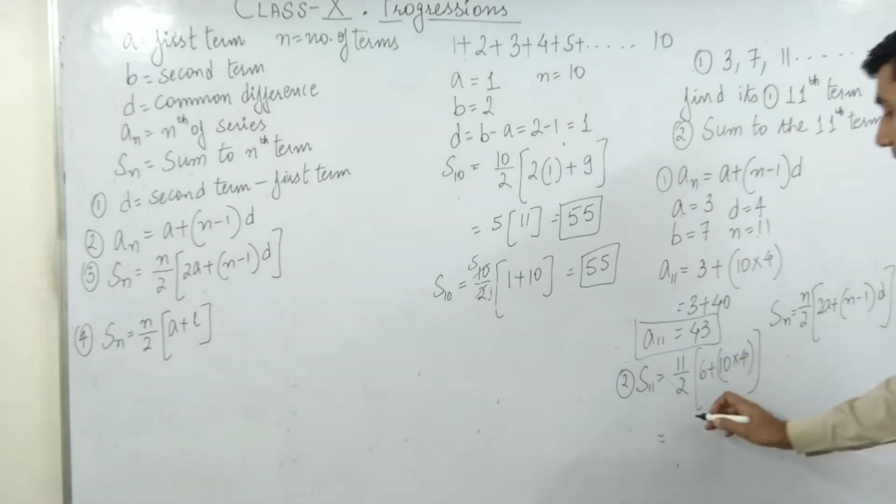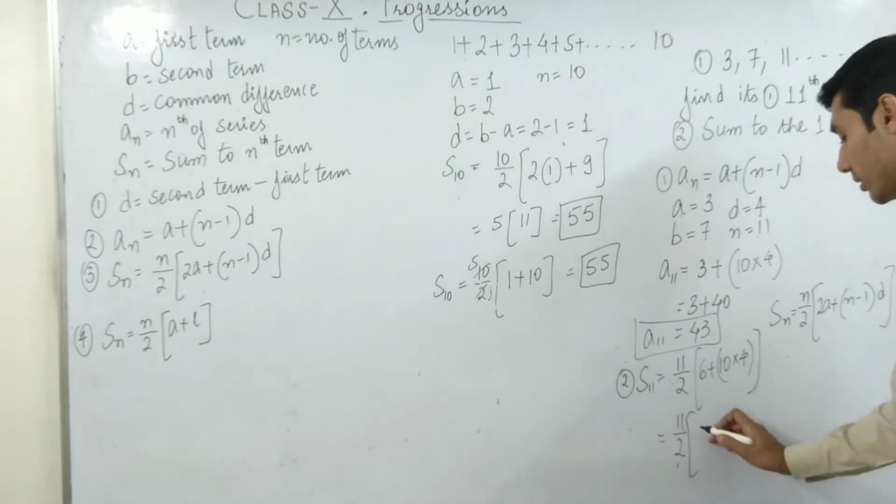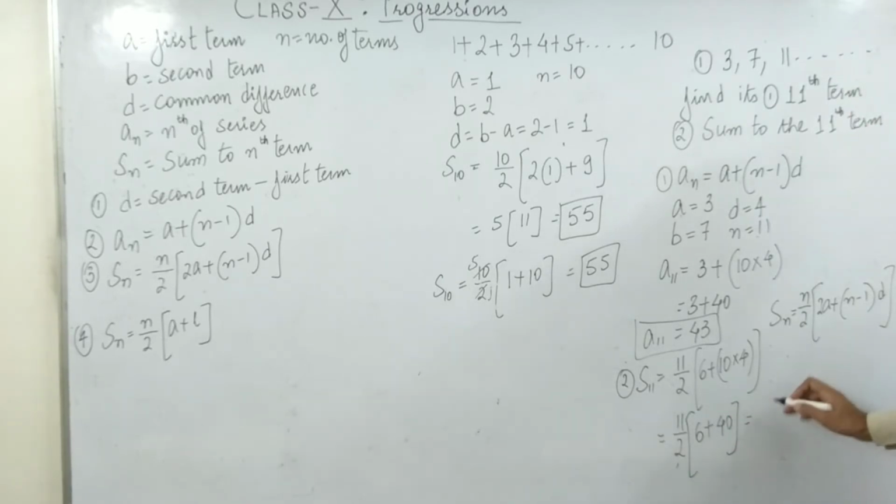Okay, so please do not cut this 2 with this 6. I've already told you a number of times. So it will be 11 by 2 bracket, then comes 6, then comes plus, then comes 4 into 10 is 40, and it should be equal to 46. So 11 by 2 multiplied by 46. So 2 ones are 2, 2 23s are 23 into 10 is 230, 230 plus 23 is 253. And that's all is the answer.